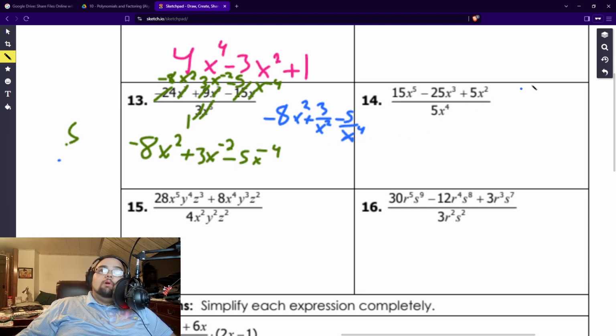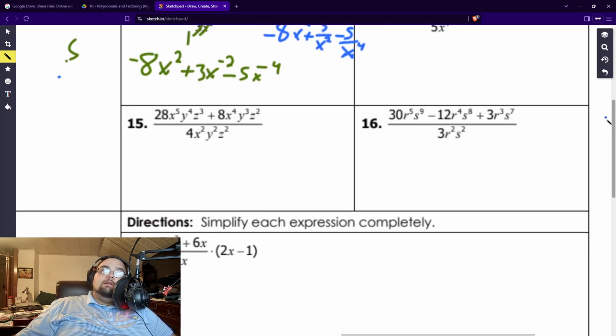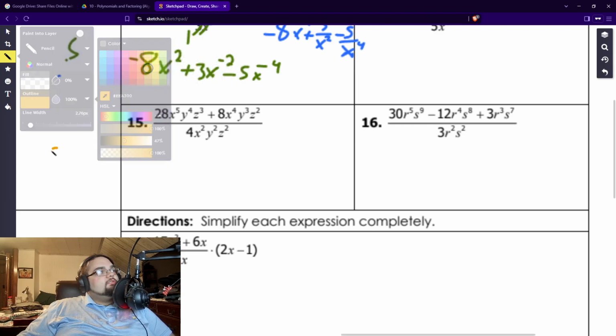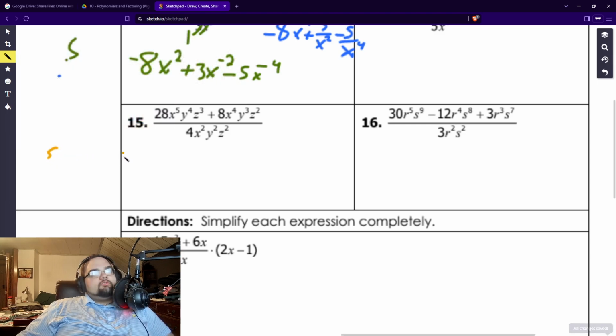Can you dig it? All right. I like orange. This looks like a nice ripe orange.